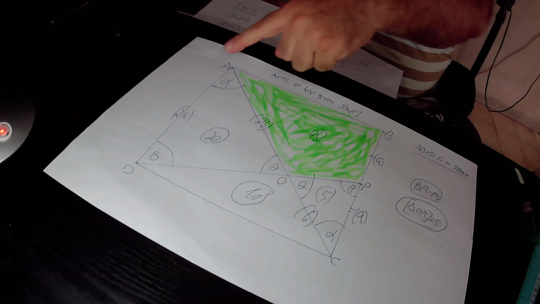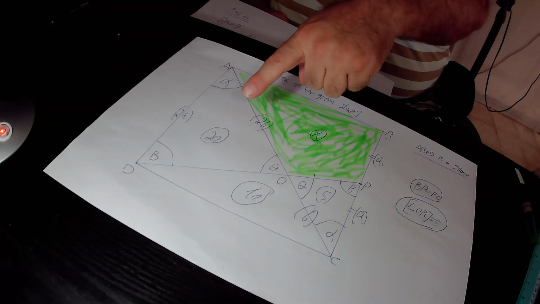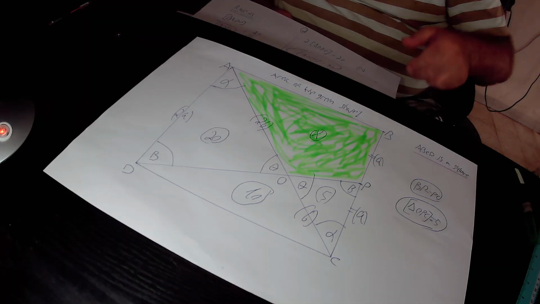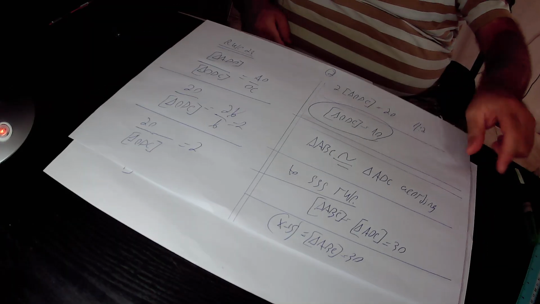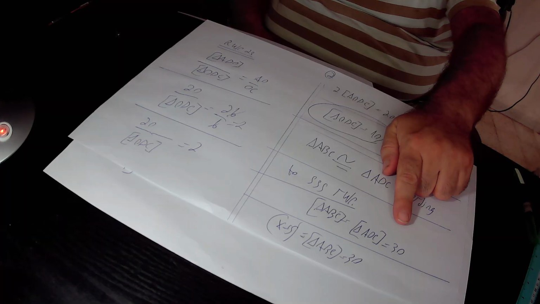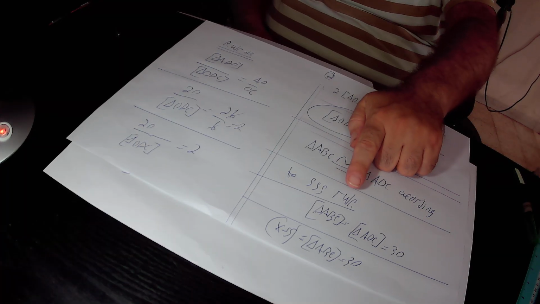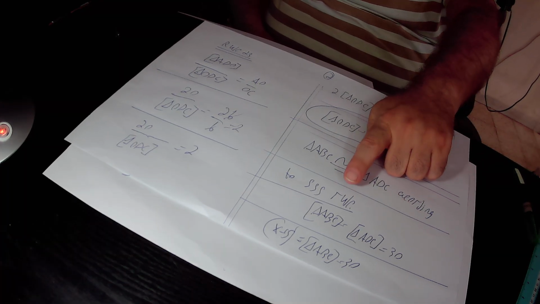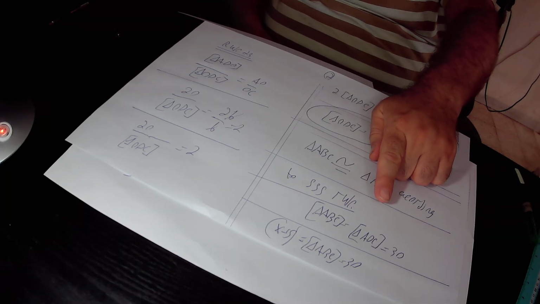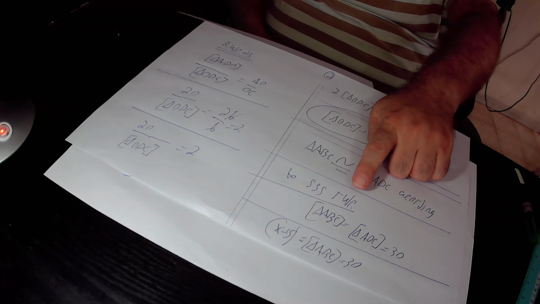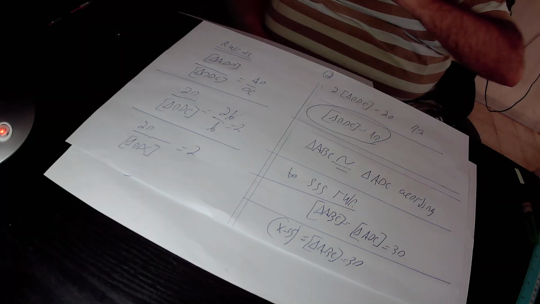But the area of this triangle ADC, in total, is equal to 20 plus 10, that is 30 square units. So we can write here that the area of triangle ADC equals 30 square units. And from this equation, the area of triangle ABC equals the area of triangle ADC equals 30. We derive that the area of triangle ABC is equal to 30 square units.